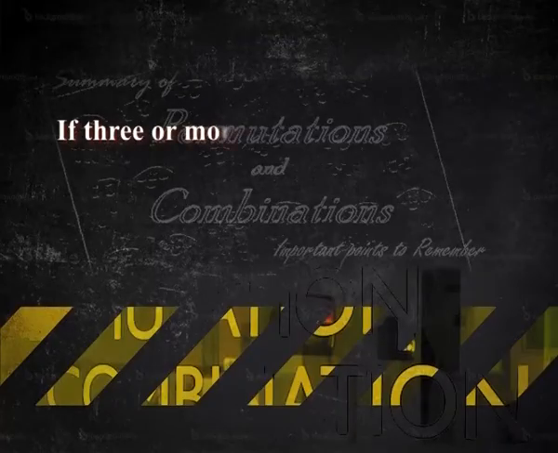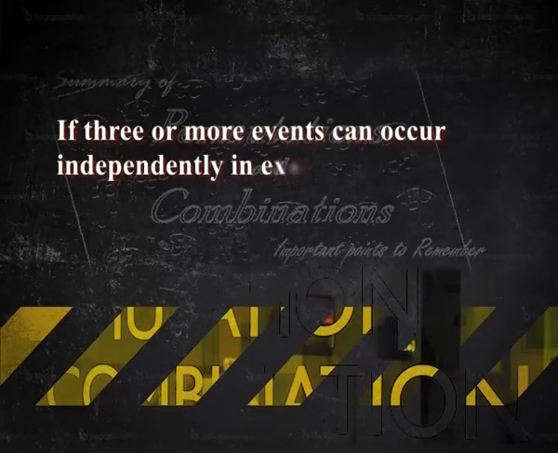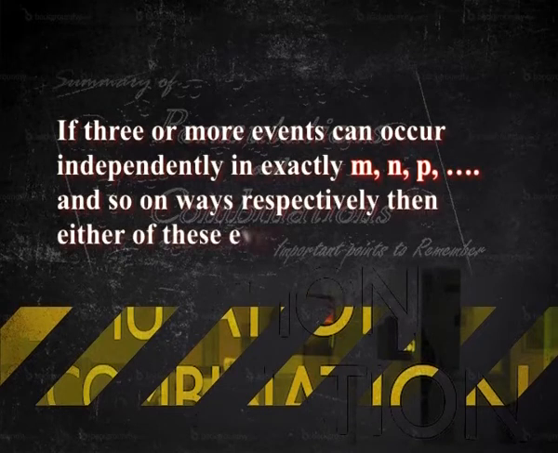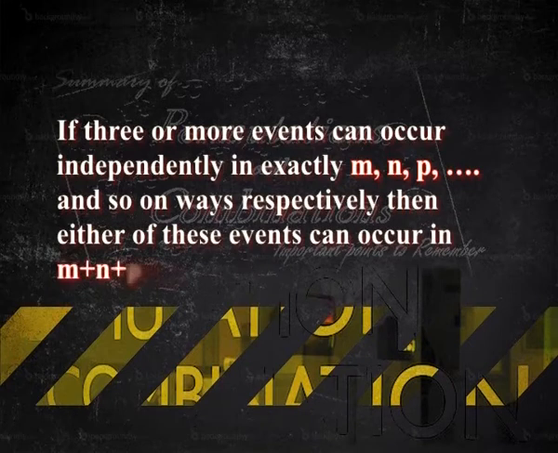If two events can occur independently in exactly m and n ways respectively, then either of the two events can occur in m plus n ways. This principle can be extended for occurrence of any finite number of events. That is, if 3 or more events can occur independently in exactly m, n, p and so on ways respectively, then either of these events can occur in m plus n plus p plus so on ways.